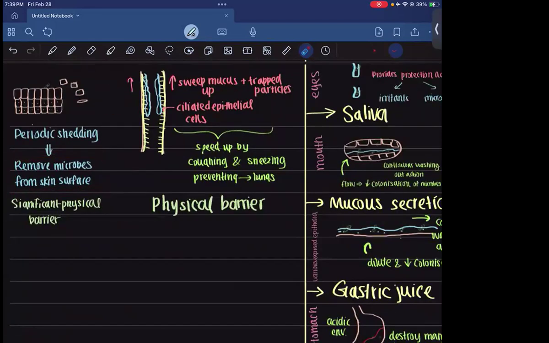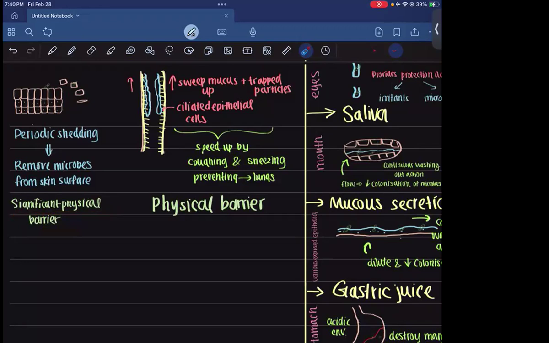So this is acting as a significant physical barrier. See, skin is your outermost layer, so it should provide the utmost protection to your body. So this is providing a significant, what barrier? Is it physical or is it chemical? Is it secreting any chemicals in order to remove the microorganisms? No, this is just using its structure. It is providing a physical barrier, and remember, this is a very important, significant physical barrier.